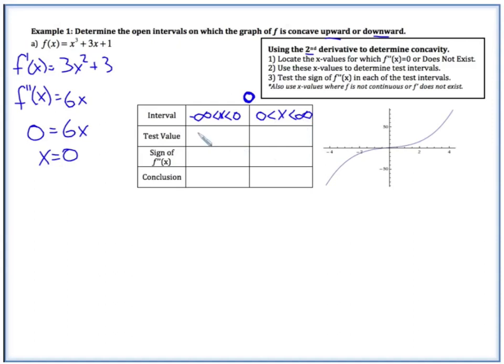All right. So next we want to pick test values that fit in this interval. So I'm just going to try f double prime of -1 here. And here we can try f double prime of 1. So keep it simple. It just has to fall in the interval. So if we were to plug -1 into our second derivative here, we would get 6 times -1, which is -6. And what we're interested in is the sign of f double prime of x. And the sign is negative.